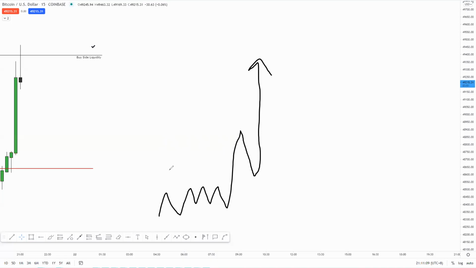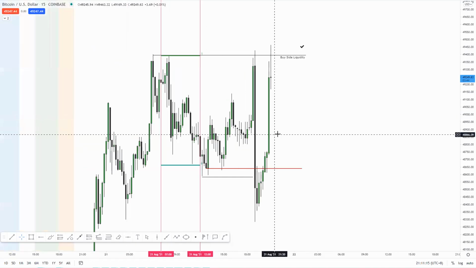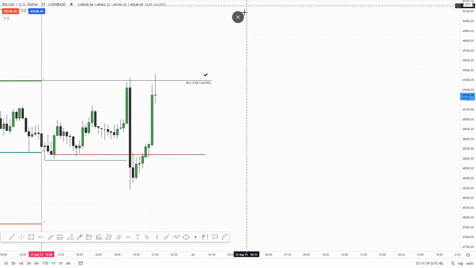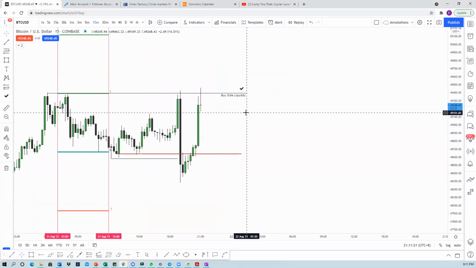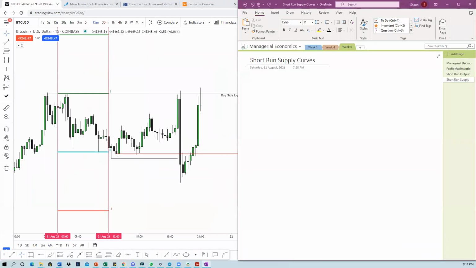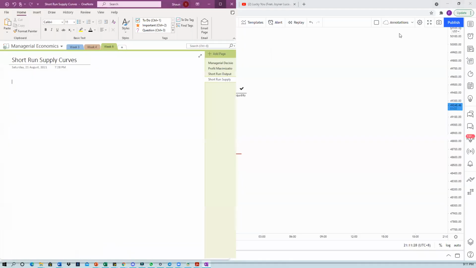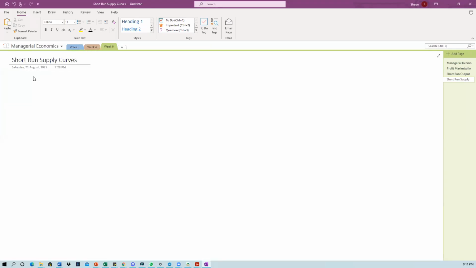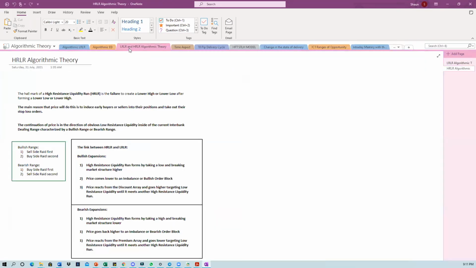All right. Next part would be low resistance, high resistance, liquidity runs. Right. Let me take it out first and move to my OneNote. Is it this? Yes, it is.